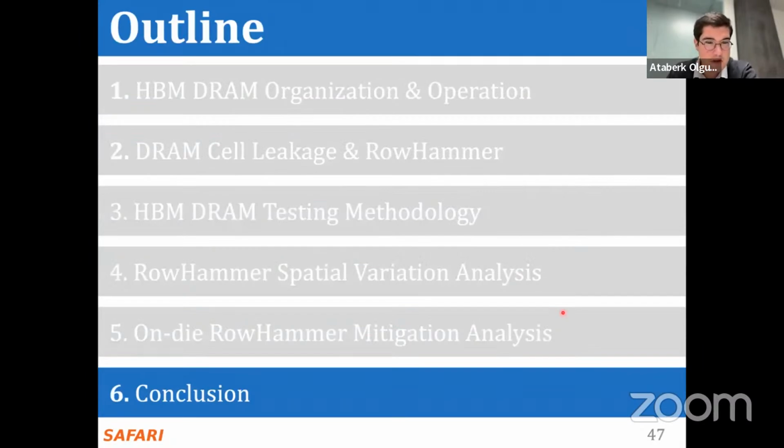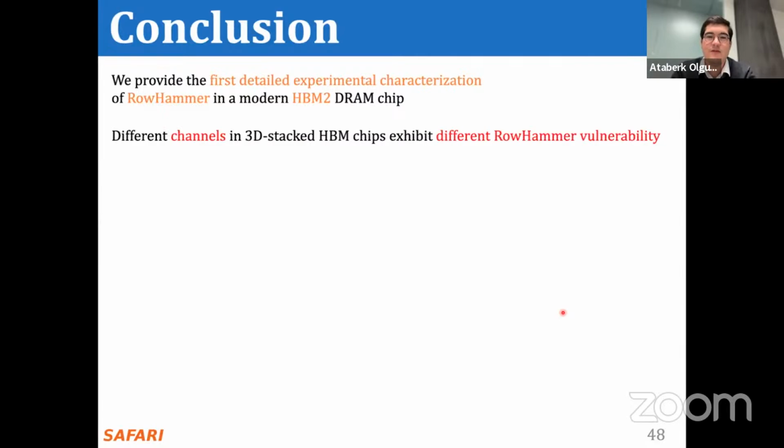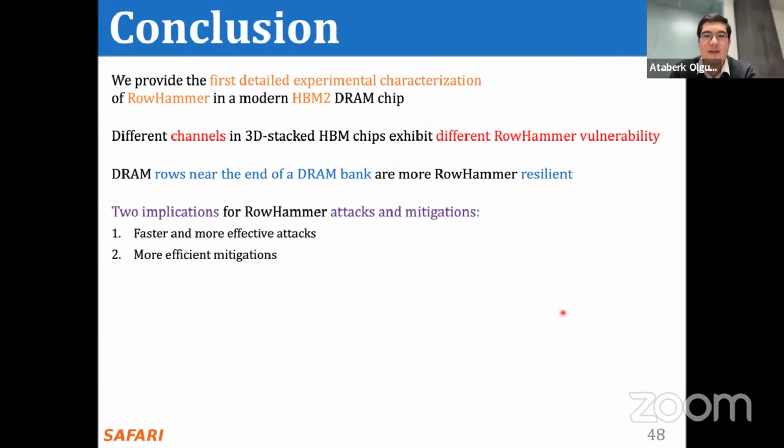So I'll conclude my talk with a summary. We provide the first detailed experimental characterization of RowHammer in a modern HBM2 DRAM chip, and we find that different channels exhibit different levels of vulnerability. DRAM rows near the end of the DRAM bank are more resilient, and these findings can be leveraged to develop more powerful attacks and more efficient defenses.